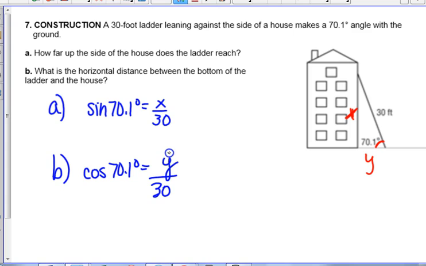Riley, you remembered all this stuff? Sine equals opposite over hypotenuse. Cosine equals adjacent over hypotenuse. Tangent equals opposite over adjacent. Remember that business? Okay.